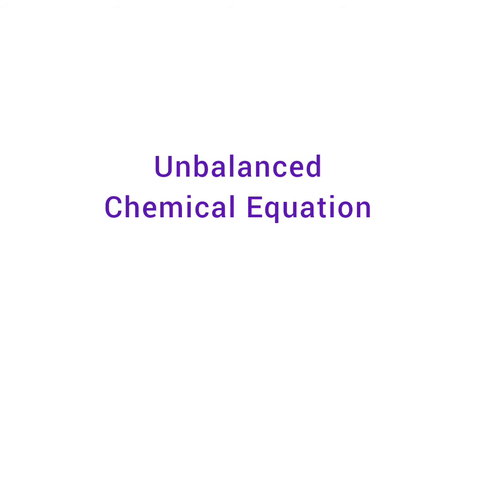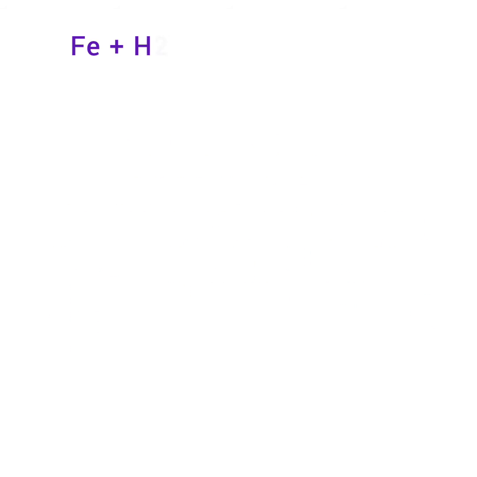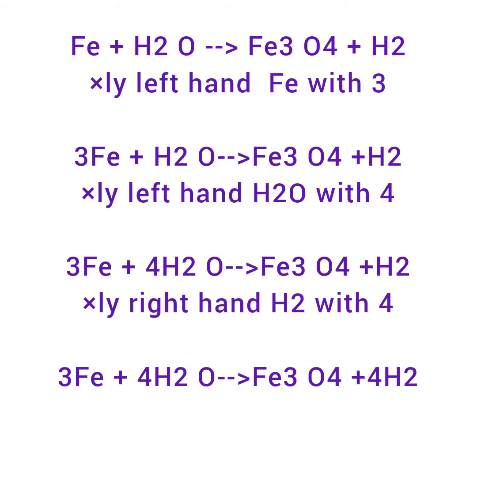Next, we will see the second type of chemical equation, that is unbalanced chemical equation. Here is the definition. Number of atoms of each element on either side of the chemical equation are not the same. Here you should remember the number of atoms of each element on either side are not the same. Then it is called the unbalanced chemical equation. Let us see one unbalanced chemical equation and we will try to balance it.